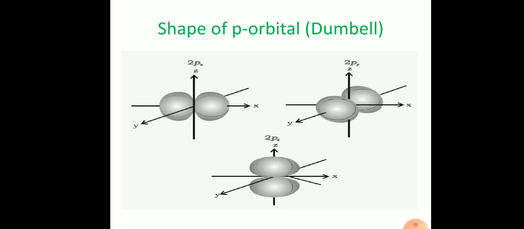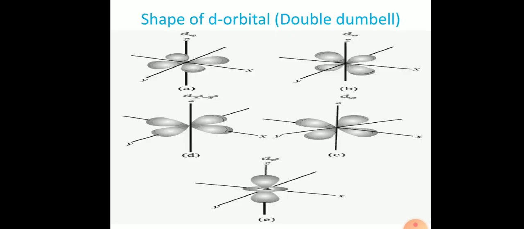In the diagram you can see that we have taken three-dimensional space x, y and z. So when it is 2px, then the dumbbell shape is along x-axis, and if it is py, then it is along y-axis, and if it is pz, then it is along z-axis.